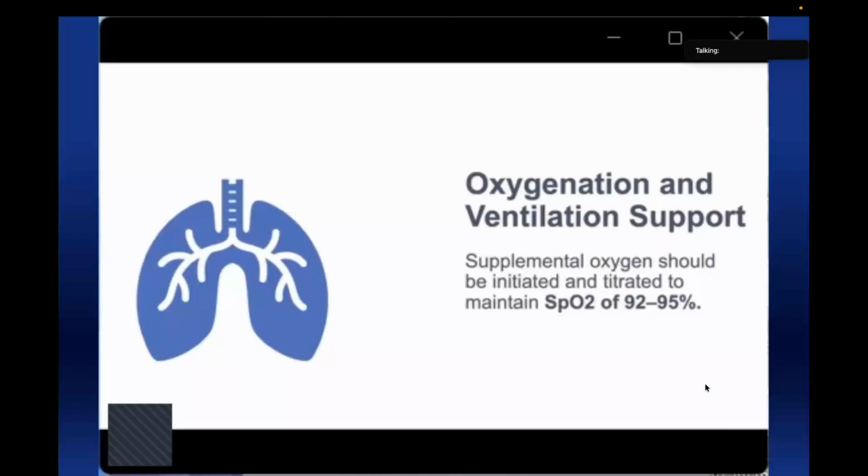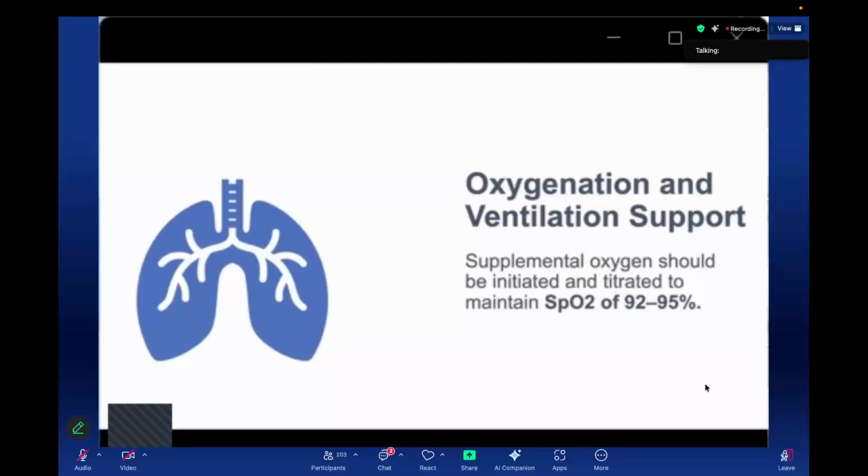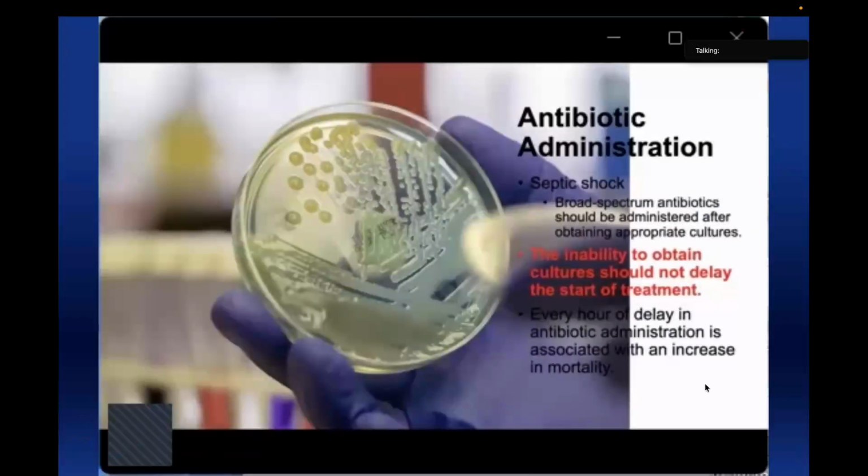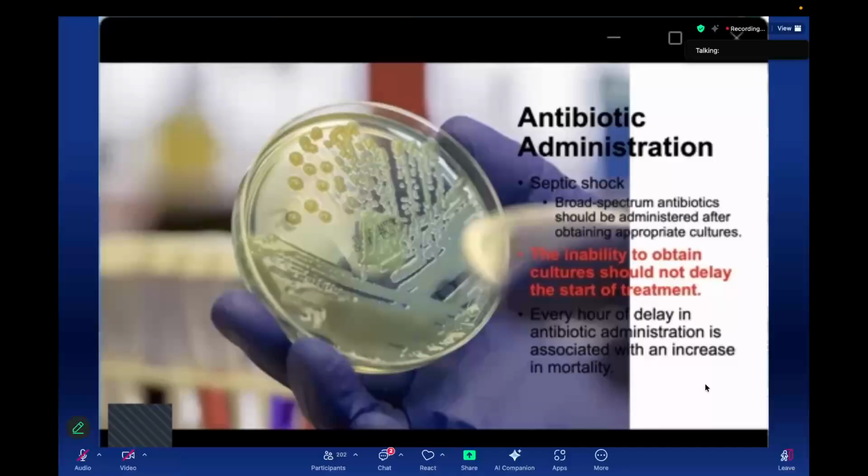Oxygenation and ventilation support: you have to give supplemental oxygen and titrate to maintain your SpO2 at 92 to 95%. Administration of antibiotics, especially if you're dealing with septic shock: you have to give broad spectrum antibiotics after obtaining appropriate cultures. The inability to obtain cultures should not delay the start of your treatment. Every hour of delay in antibiotic administration is associated with an increase in mortality.